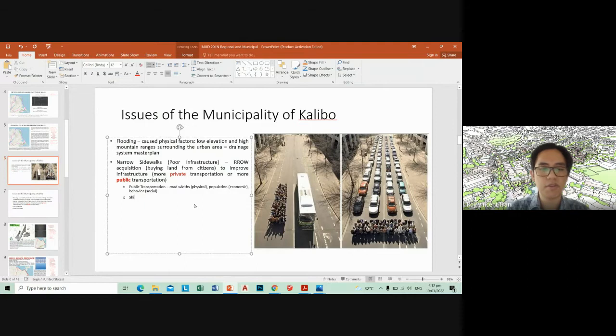So shift from increasing road widths, let's say road widths and the private vehicles, to mixed use development that reduces the need for long distance trips, something like that.